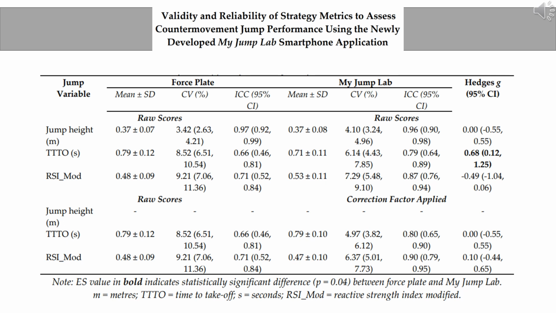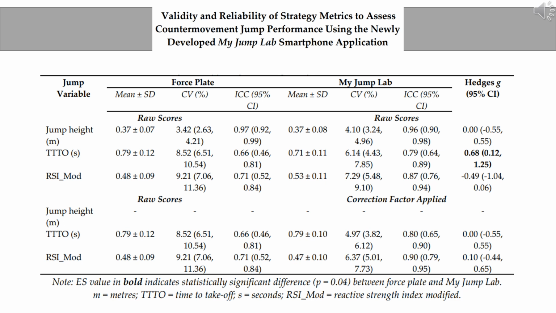So you can see that we actually had a small to moderate difference in RSI mod on our raw scores, and the reason for that is because there was such a big difference in time to take off. So no difference in jump height divided by a large difference in time to take off results in a small to moderate difference in RSI mod. When we take no difference in jump height divided by no difference in time to take off, we get virtually no difference in RSI mod.